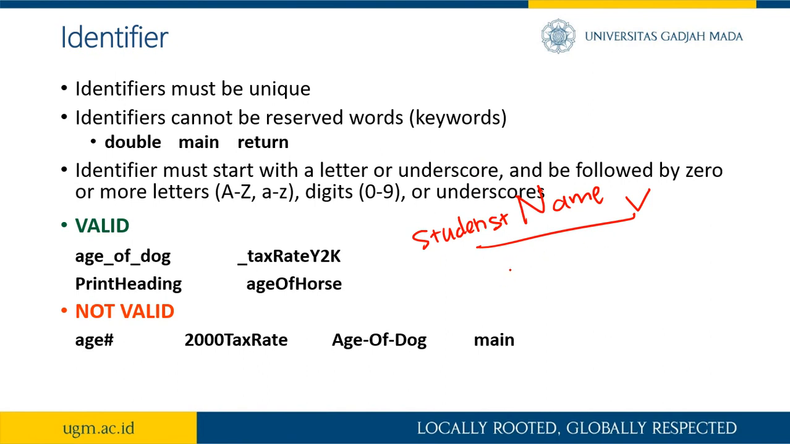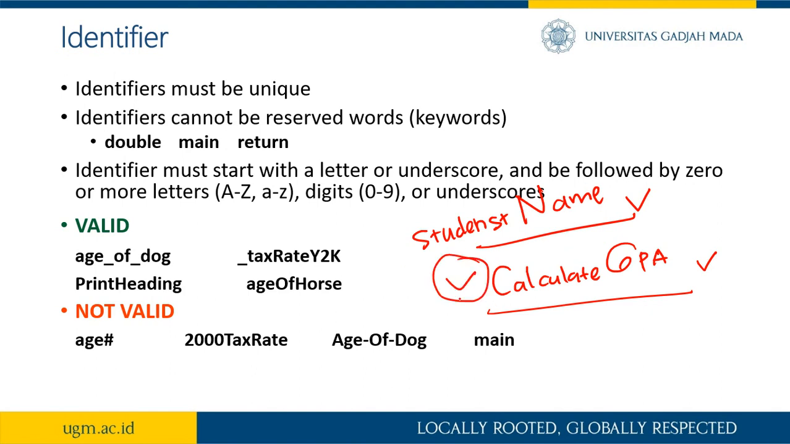So for example, like calculate GPA. It's like something to do. But of course, you can still use this combination, it's just uncommon. I mean, you can choose this one for variable naming or labels or constants, but it's just, yes, uncommon. Okay, so let's talk about non-valid or invalid identifiers.